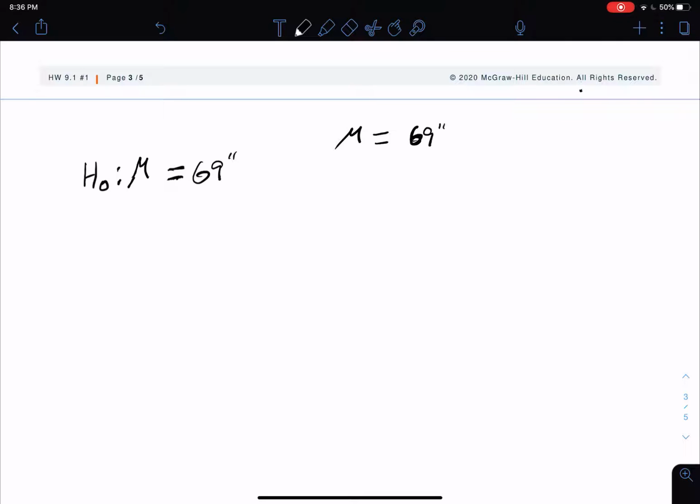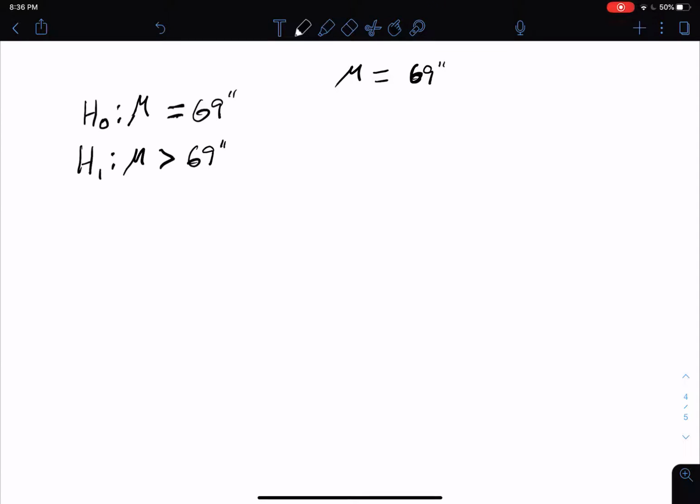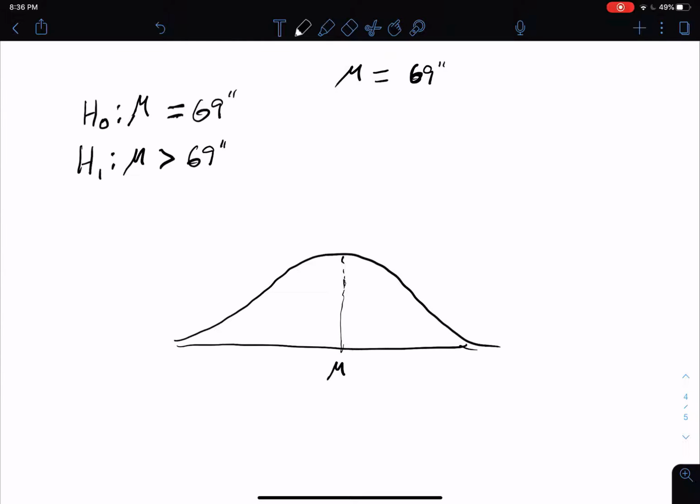Now our alternate hypothesis will be shown as H sub 1, and that would be: I think that the mean height of adult males in the United States is greater than 69 inches. So when we do a full-blown hypothesis test, of course this has to be for a normally distributed population, and here we have our mean right there, which was 69 inches.